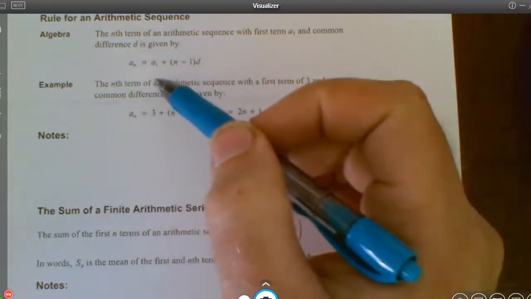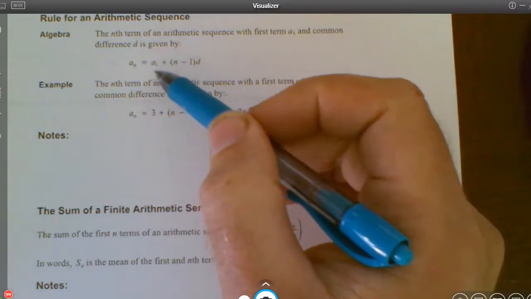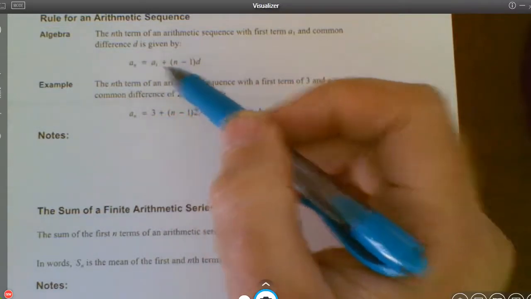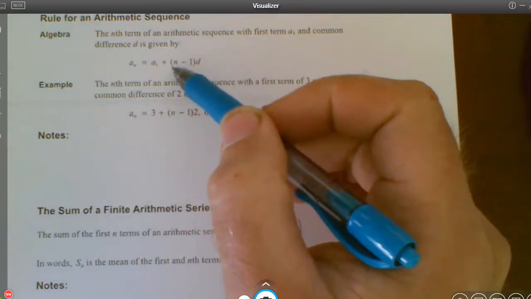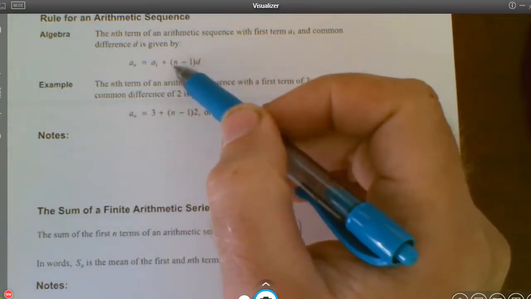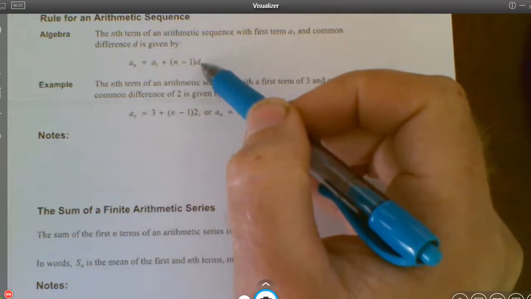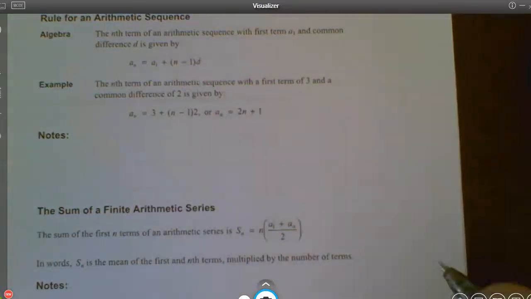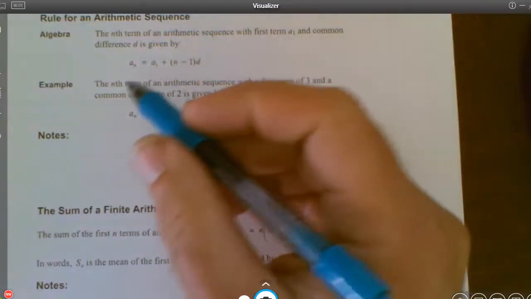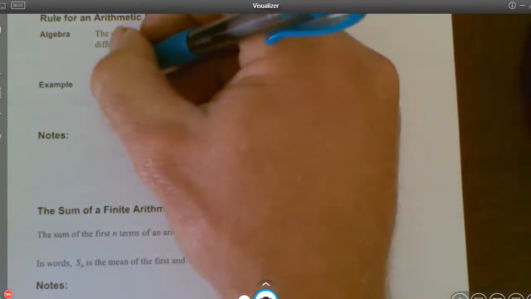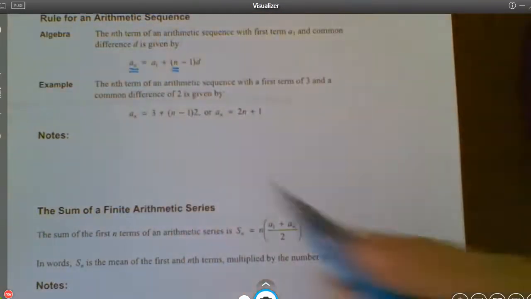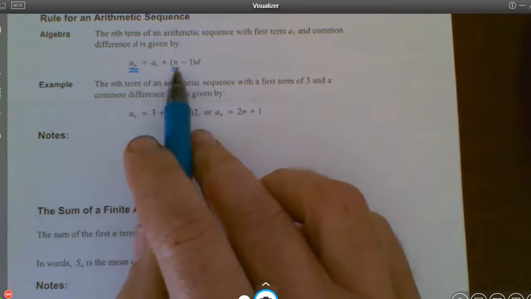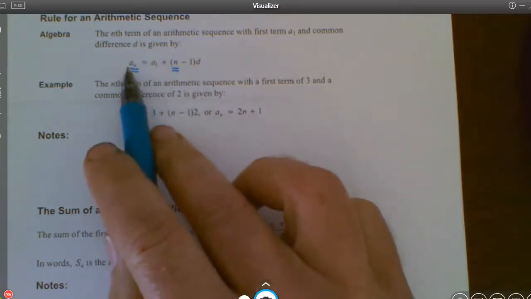A couple things you got to know about this. A of 1 is the first term of the sequence. N is the term number. So if I said the 20th term, you would put a 20 right there. The D is your common difference. Remember, that's the number that's being added every time to get the next term in the sequence. Super, super important on this one is the connection between this and this. This is the number of a term, and this is the value of that term.